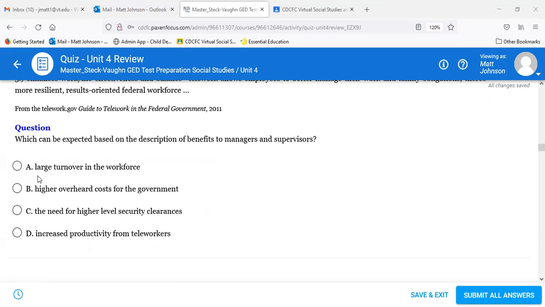Go ahead and read our question for us. Which can be expected based on the description of benefits to managers and supervisors? A, a large turnover in the workforce. B, higher overhead costs for the government. C, the need for higher level security clearance. D, increased productivity from teleworkers.